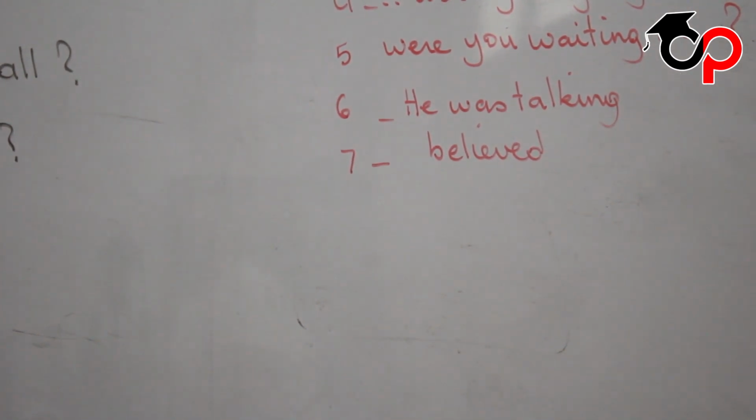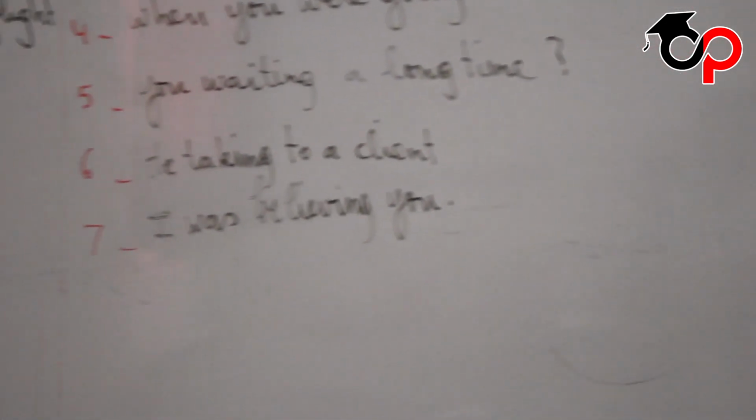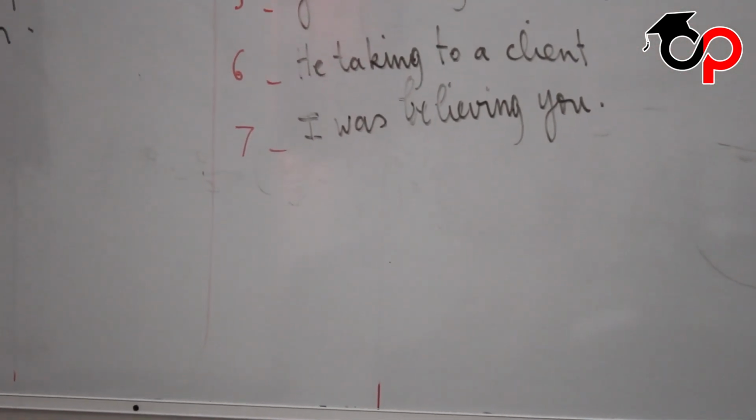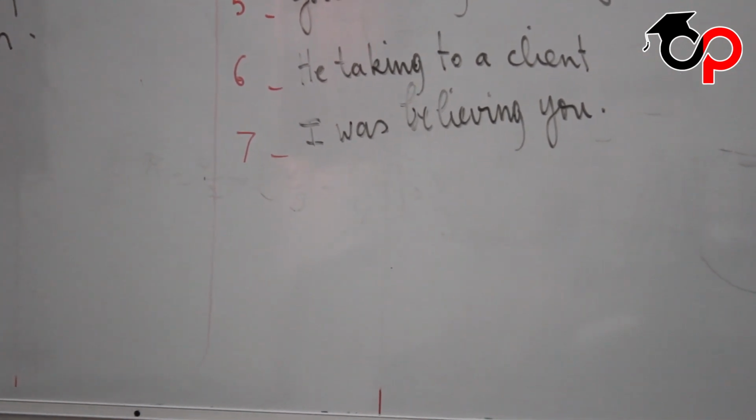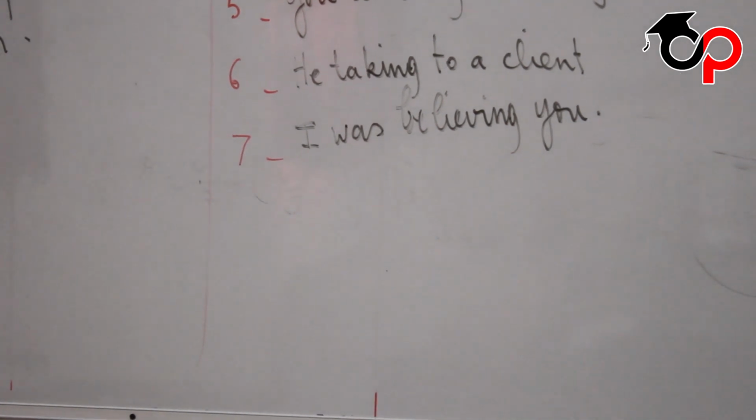In sentence number 6, also we have a missing word. The auxiliary to be in the past is missing. We don't say he talking to a client. We say he was talking to a client. Okay? And in the last sentence, I was believing you. The verb to believe cannot be used in the past continuous or in the progressive form. Well, for instance, you can say the past continuous or the past progressive because there's progression in time. We say, I believe you. Okay, so here we use the past simple.